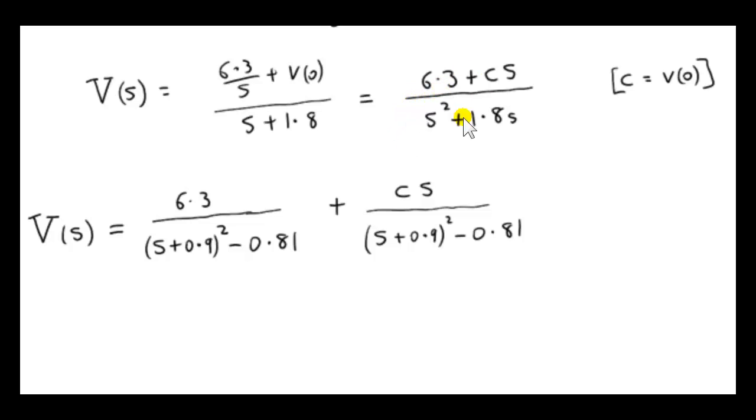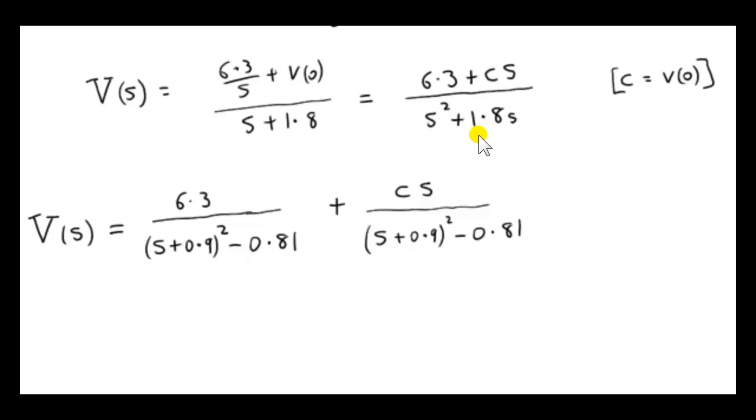Now we'll have to get the inverse Laplace transform of this expression here. And notice that the denominator is a quadratic, but it's got an s term. So we are going to change the form of this denominator by completing the square.